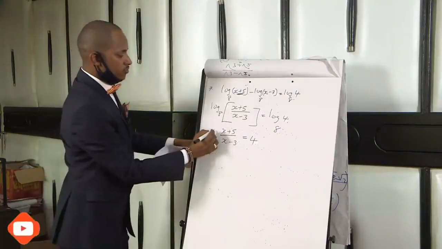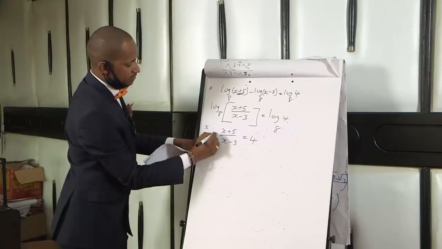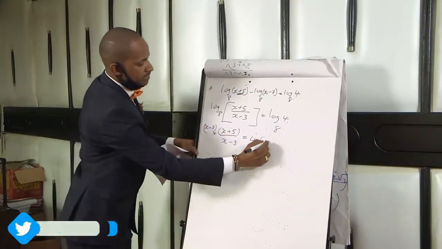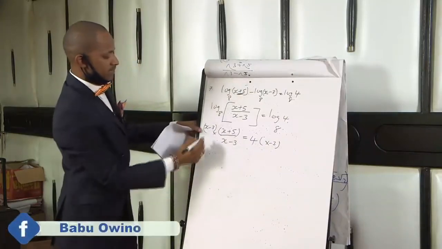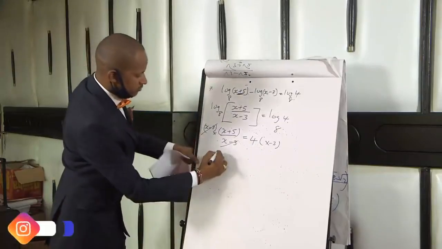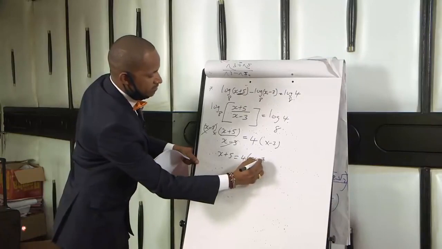Therefore, you cross multiply both sides by x - 3. This side also by x - 3. So when you multiply this by x - 3, the x - 3 will cancel. You remain with x + 5 equals 4 into (x - 3).